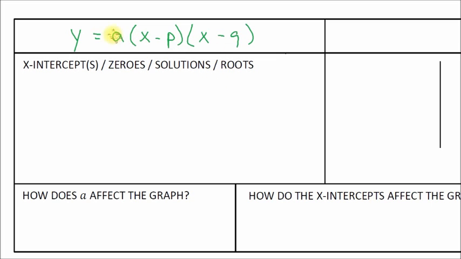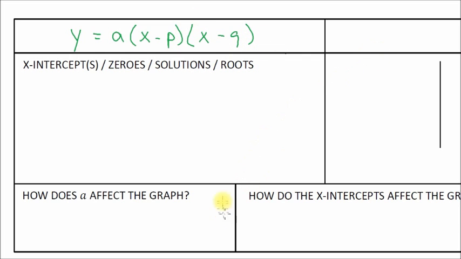The a value works exactly the same way as in vertex and standard form. If a is negative, the parabola opens down. If a is big, the parabola stretches. If the absolute value of a is less than 1 but greater than 0, we will have a compressed parabola.